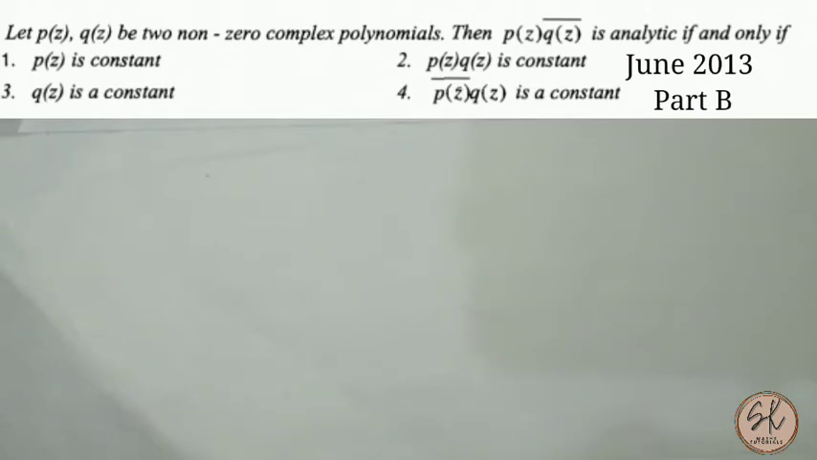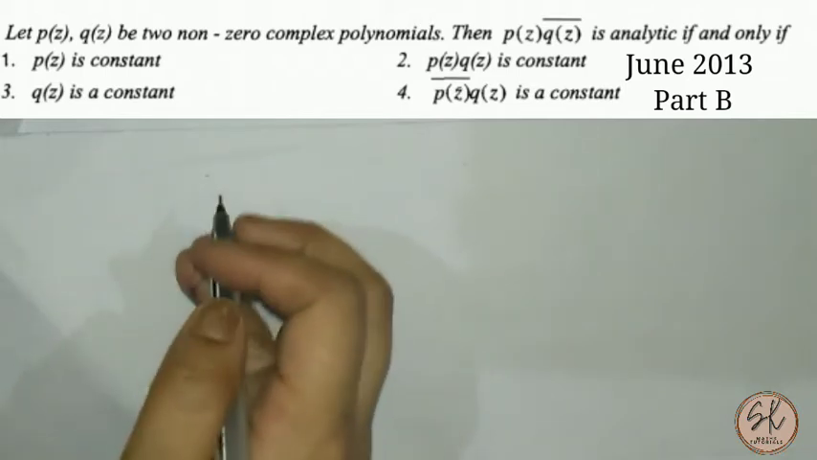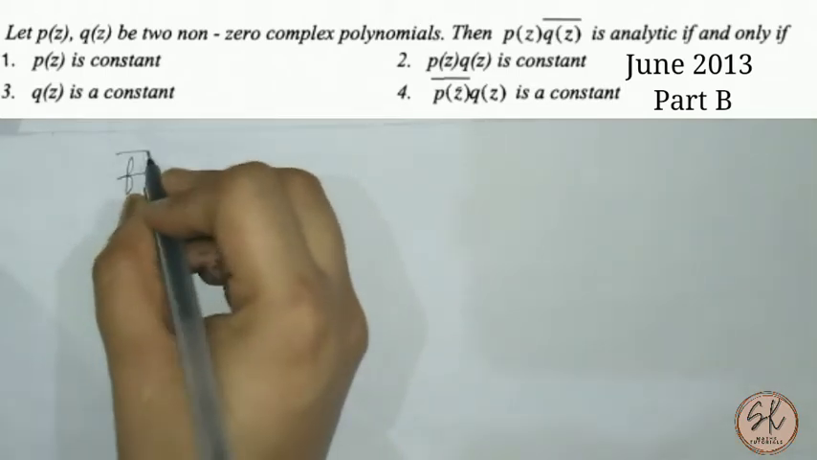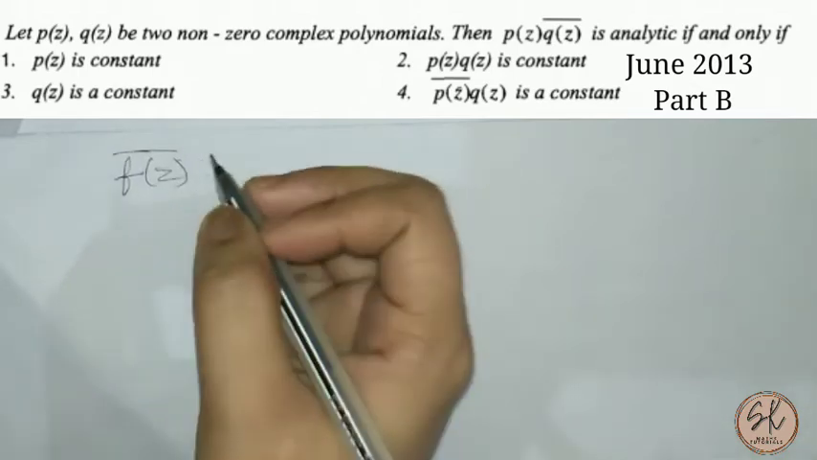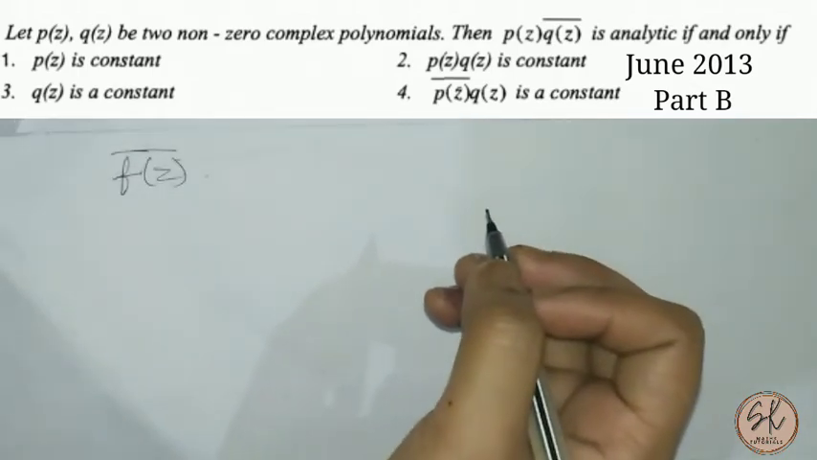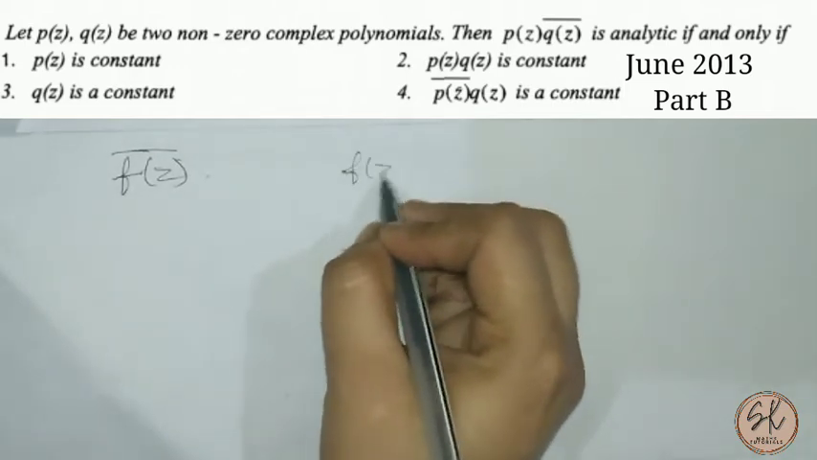So the question is, let p(z) and q(z) be two non-zero complex polynomials, then p(z) into q(z) bar is analytic if and only if. So here we are given 4 options, and out of this 4 only one is going to be correct, because this is a part B question. Okay, so here in complex analysis, a conjugate function, that is f(z) bar, is said to be analytic if and only if f(z) is equal to constant.